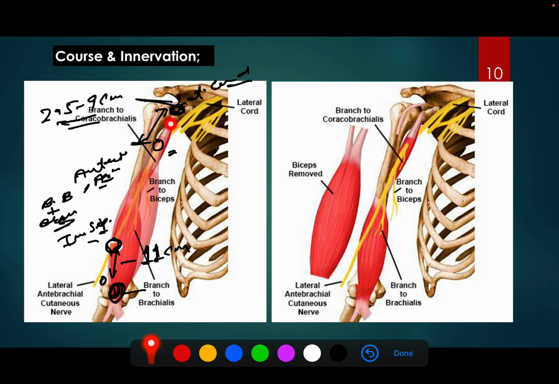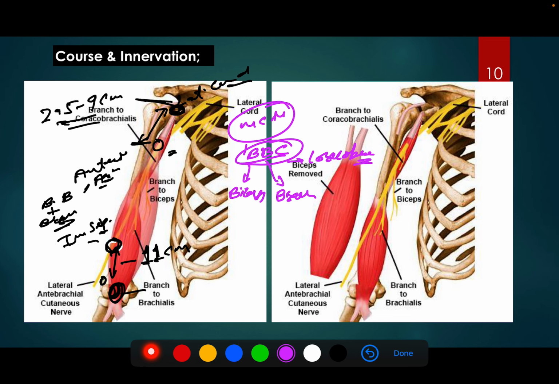One branch it gives to the coracobrachialis muscle. Another branch it gives over here for the biceps brachii and for the brachialis. So what's the innervation? The innervation of the musculocutaneous nerve is that it supplies BBC. B means it is supplying the biceps muscle. It is supplying the brachialis muscle. It is supplying the coracobrachialis muscle.